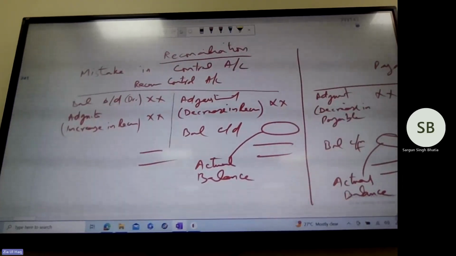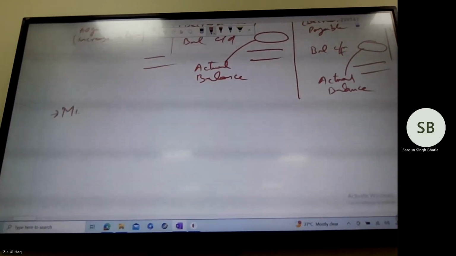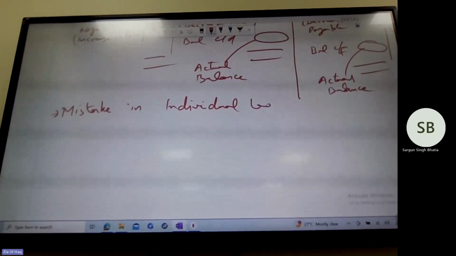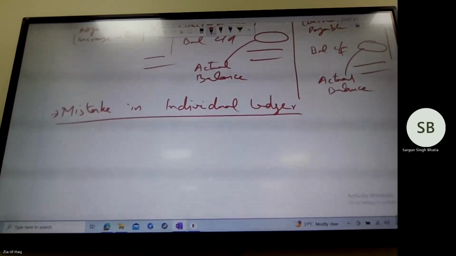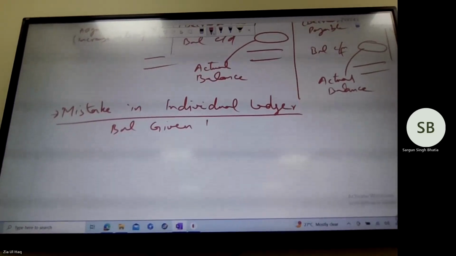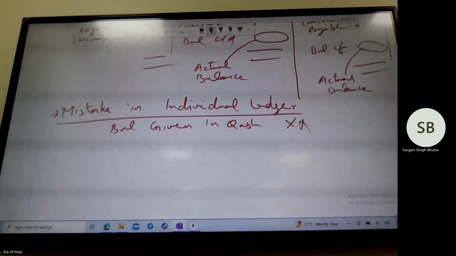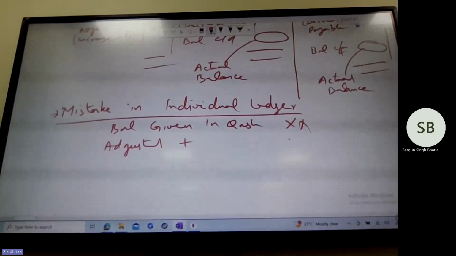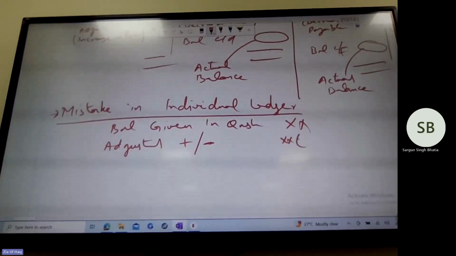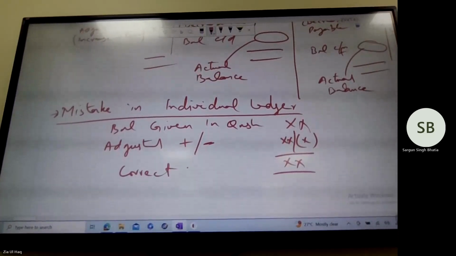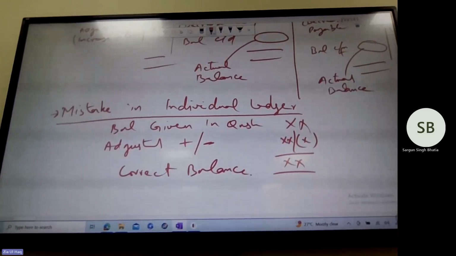If the mistake is in individual ledger, rather than control account, individual ledger of receivable, then what we need to do, we need to check what is the balance given in question. And any adjustment that is relating to increase, we will add, and relating to decrease, we will subtract. And then we will find the correct balance. And in case of payable, the add will be credited and the decrease will be debited.